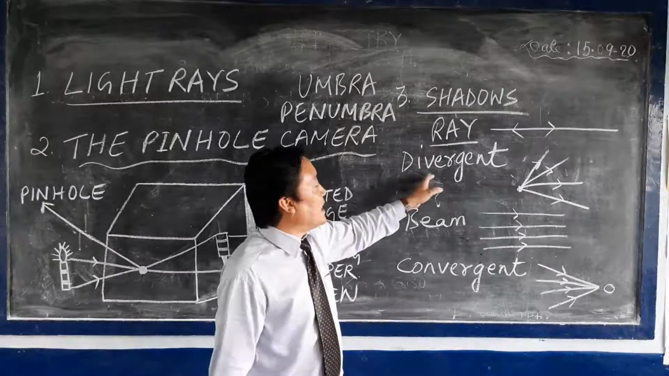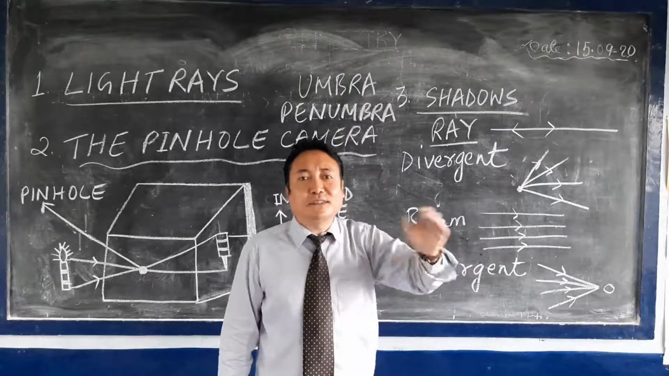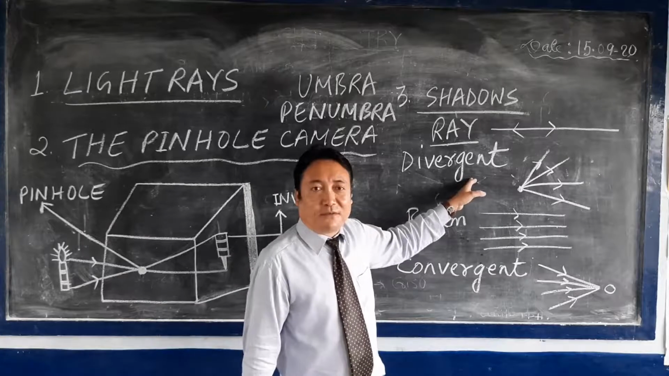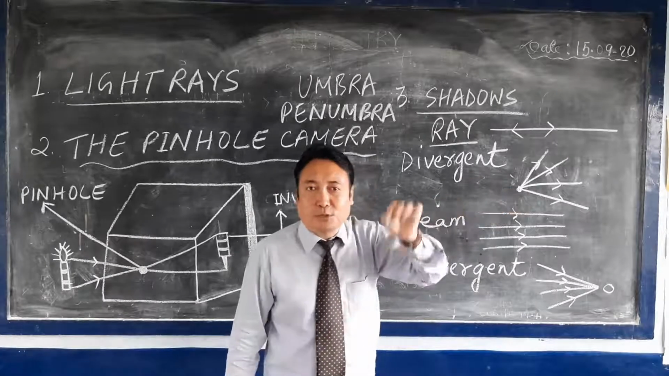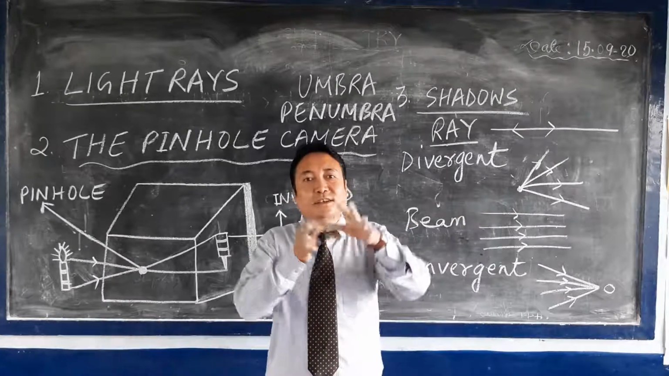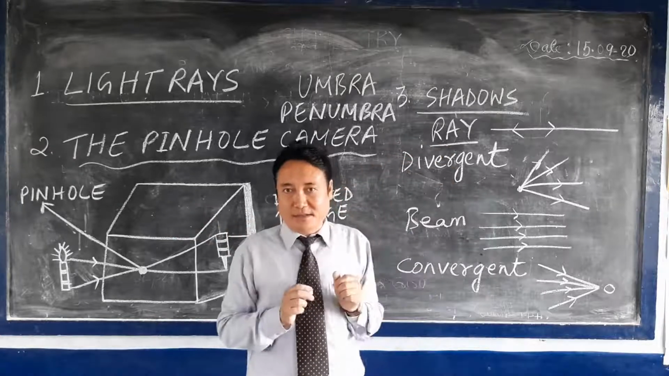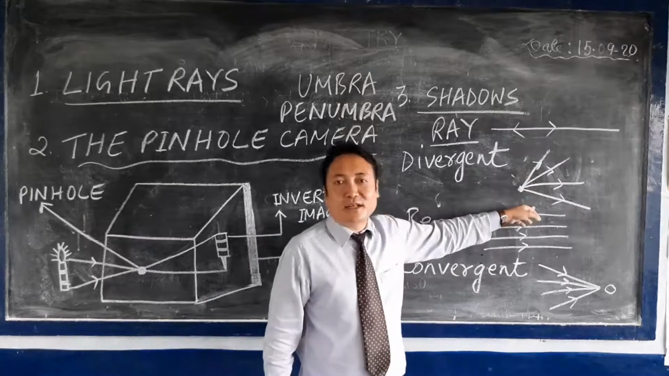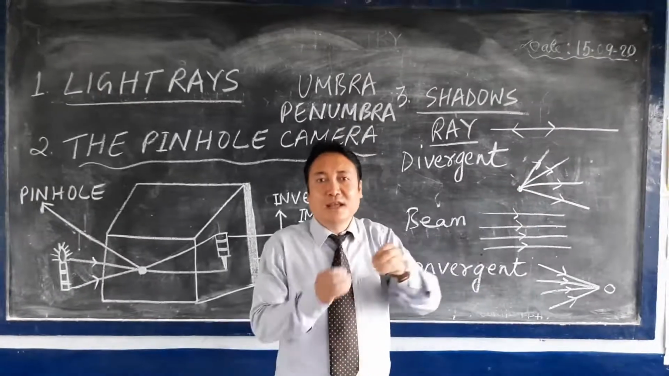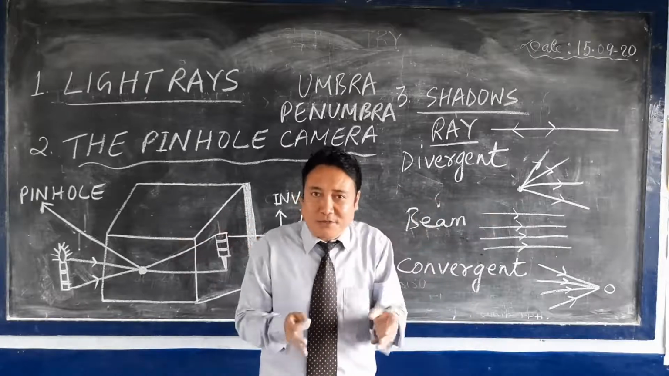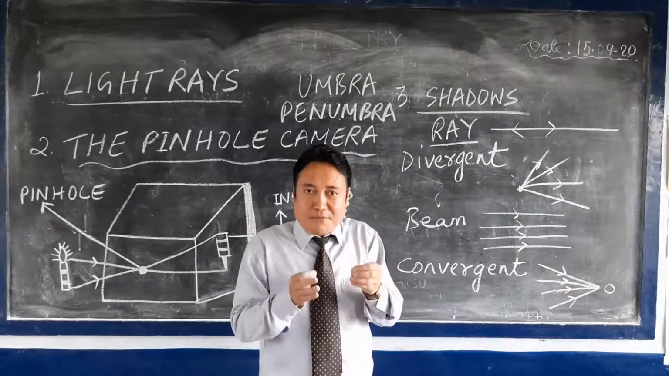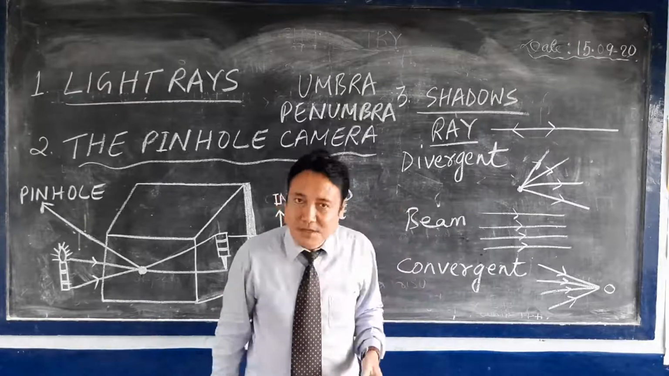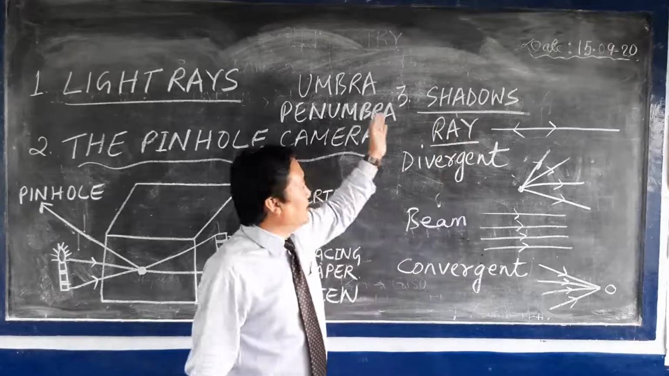Third one comes the divergent beam of light. Divergent means to spread, to move apart. Now in a divergent beam of light, there is a point source of light. From the source, the rays of light get scattered. When the rays of light spread out, they are known as a divergent beam of light. So in a divergent beam of light, the rays of light spread out. In a convergent beam of light, the rays will meet. Whereas in a parallel beam of light, the rays of light are parallel to each other. So these are about the rays of light.